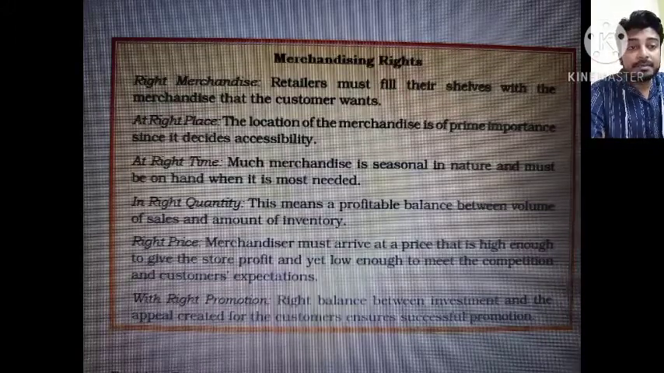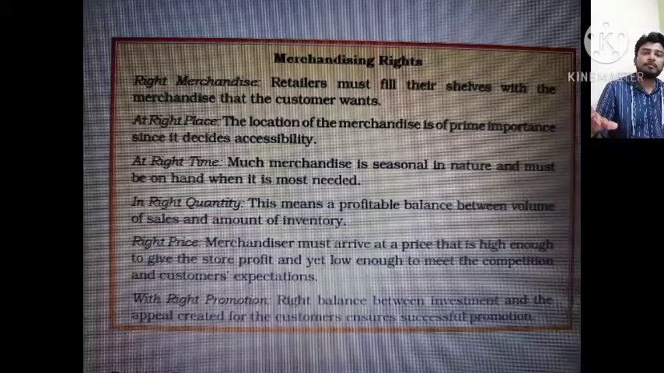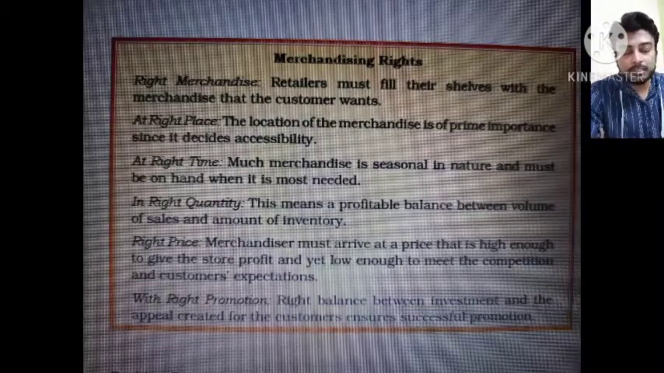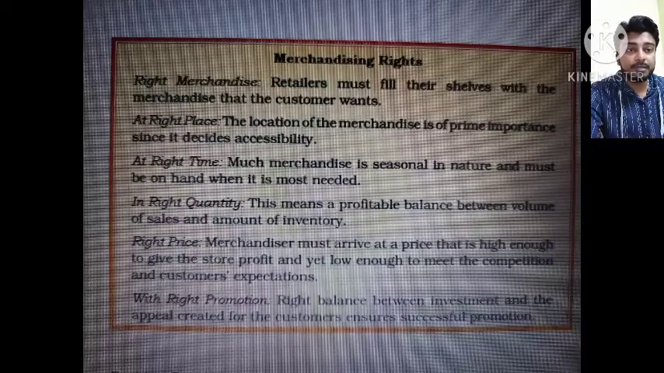At right place means the location of the merchandise is of prime importance, since it decides accessibility. Place is a very important part, since the location is very important for going to a particular place. At right time means much merchandise is seasonal in nature and must be on hand when it is most needed. In right quantity means a profitable balance between the volume of the sales and the amount of the inventory.